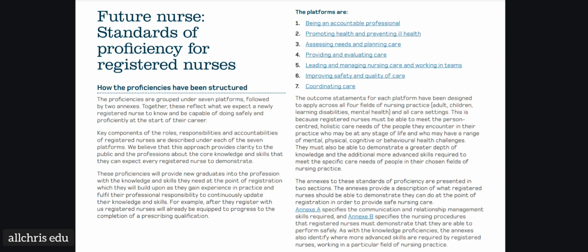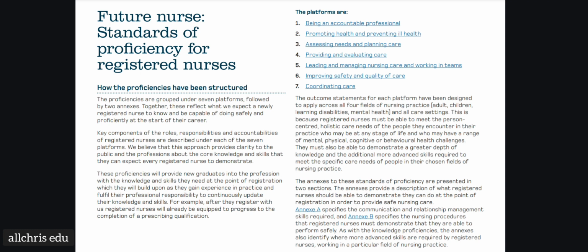We believe that this approach provides clarity to the public and the professions working about the core knowledge and skills that they can expect every registered nurse to demonstrate. So these standards that NMC makes, these platforms, give us a clear idea of what the public can also expect from the nurses.